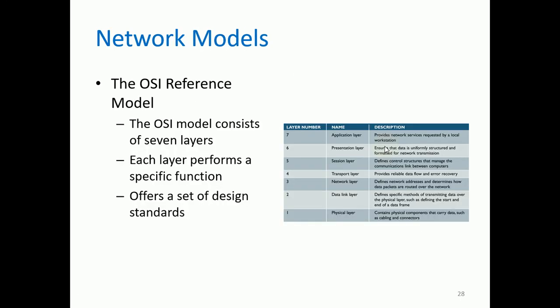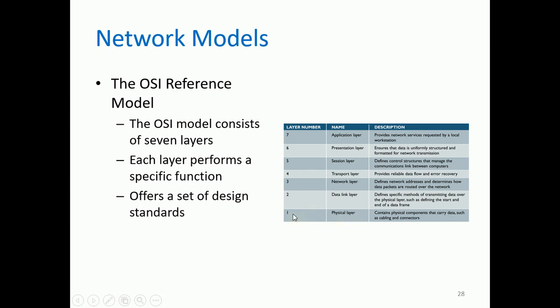Okay, next we have the network model. Since we're talking about system architecture, we need to delve into the network. The OSI reference model consists of 7 layers. Each layer performs a specific function and offers a set of design standards. So we have 7 layers.